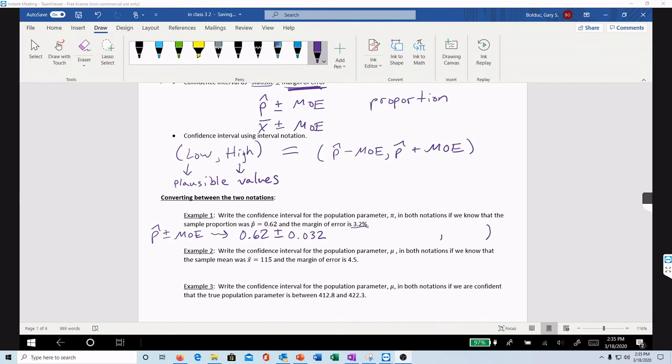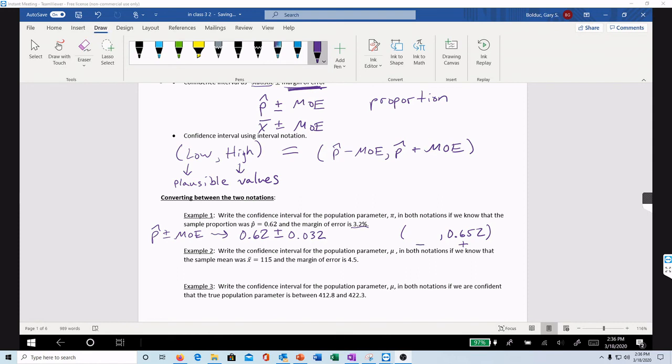So in my calculator I'm going to do 0.62 plus 0.032, and I end up getting 0.652. Okay, that was when you're doing the plus. And now on the left I'm going to do the minus. So this is me now doing the minus.